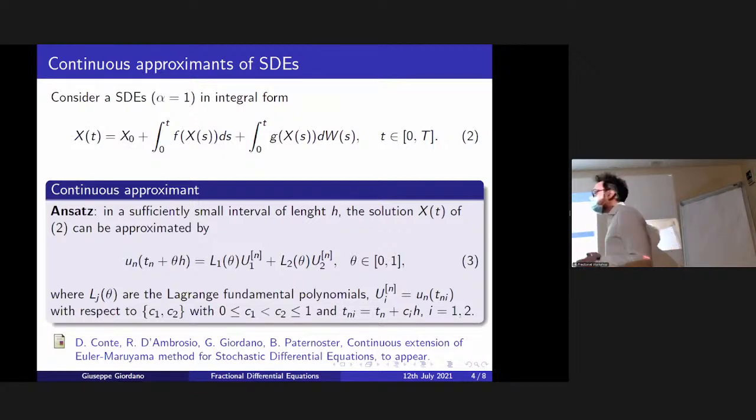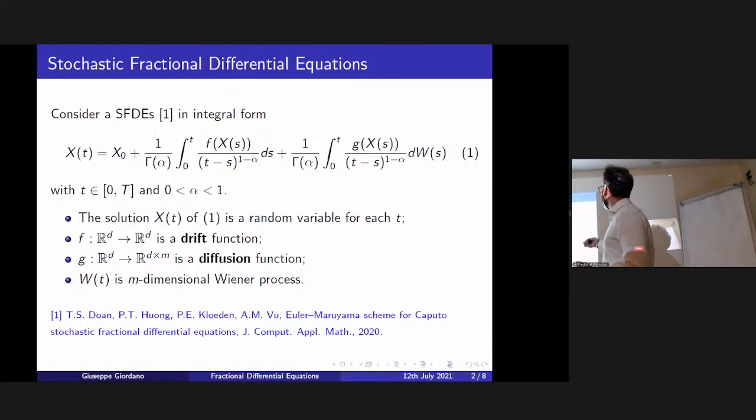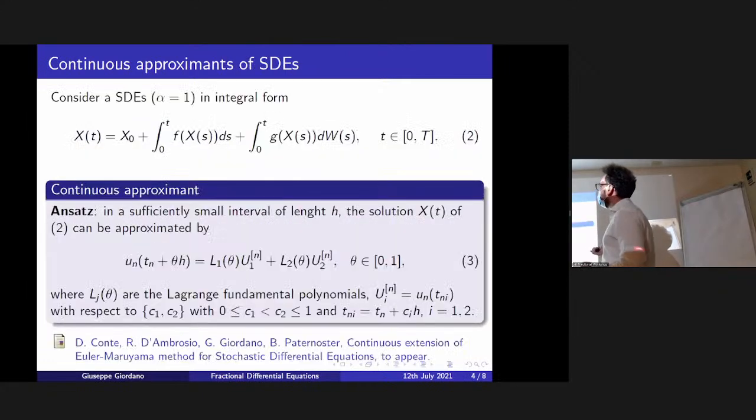I know how to get a continuous approximant in the case of stochastic differential equation. A stochastic differential equation is obtained from equation 1 in the case of alpha equal to 1. In order to get a continuous approximant, we make the following ansatz: in a sufficiently small interval of length h, the solution of the stochastic differential equation can be approximated by the function described by equation 3, where L1 and L2 are the classical Lagrangian fundamental polynomials.